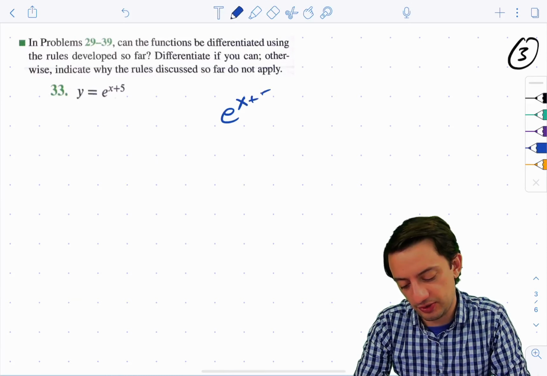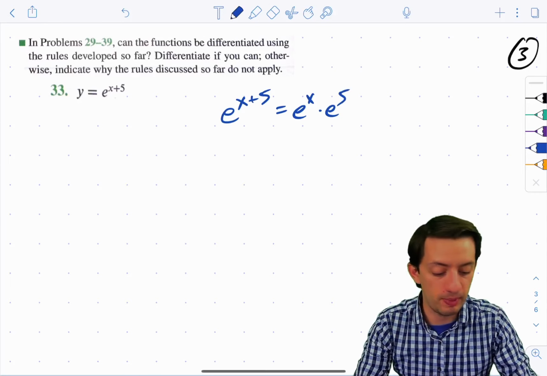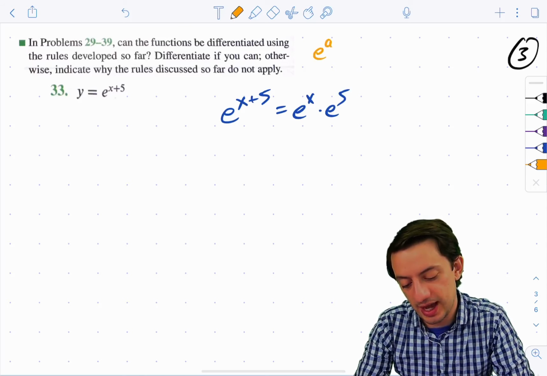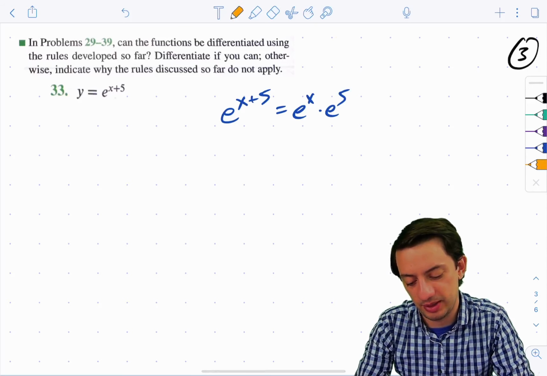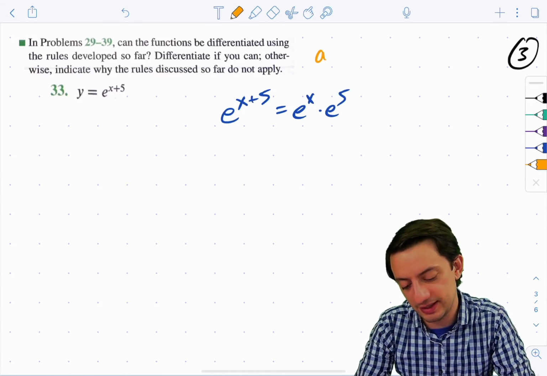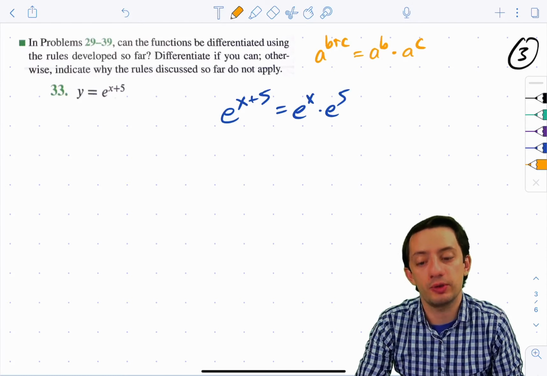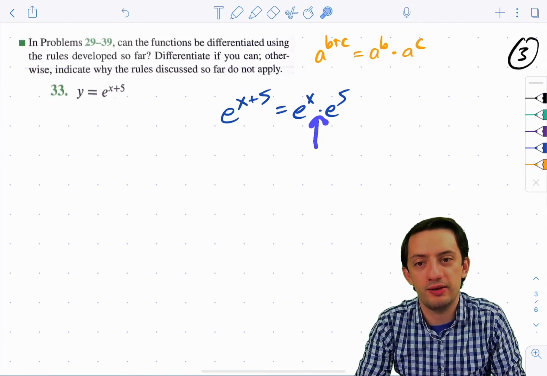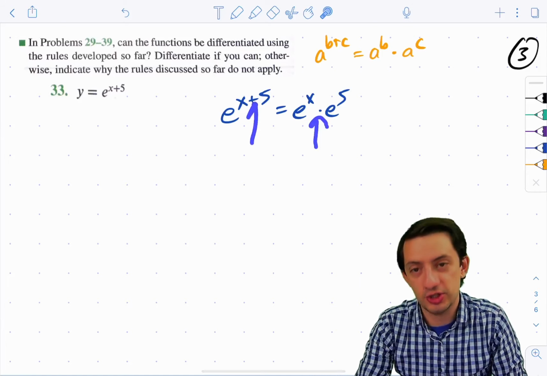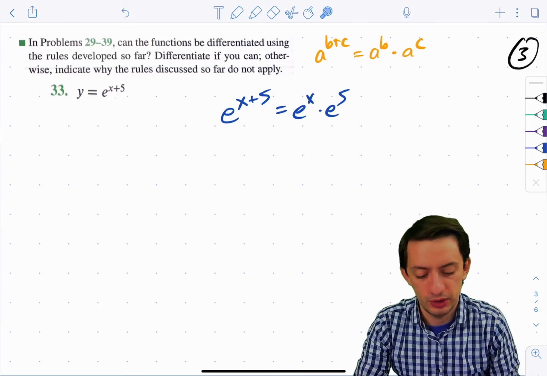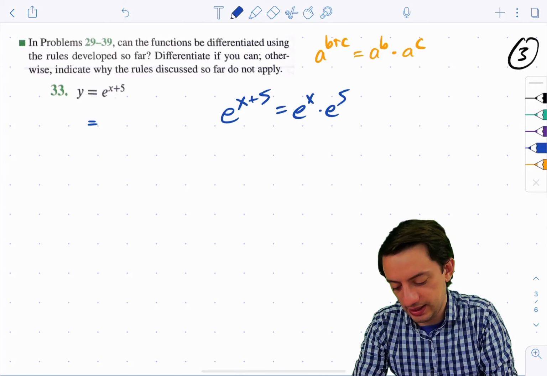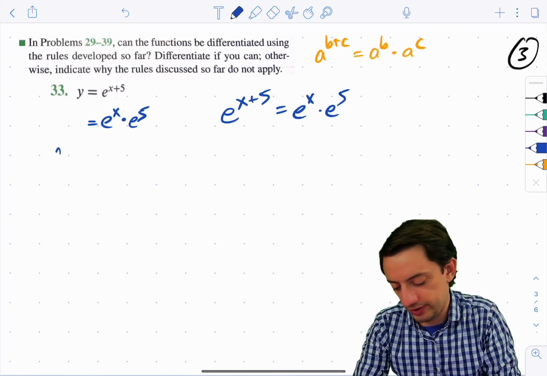e to the x plus 5 by our rules of exponents is e to the x times e to the 5. Remember, the general rule is that, sorry, let me use all constants here, a to the b plus c is a to the b times a to the c. So that's the rule that we're using here. Multiplication on the outside of the same base corresponds to addition up there in the power. So we can write this as e to the x times e to the 5. And now let's try to take the derivative.